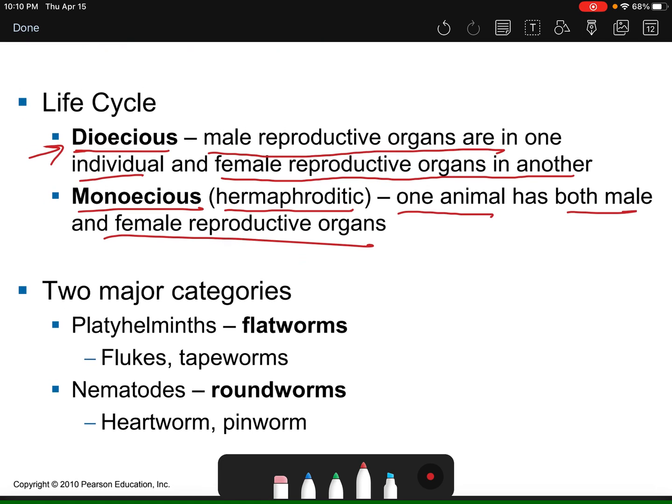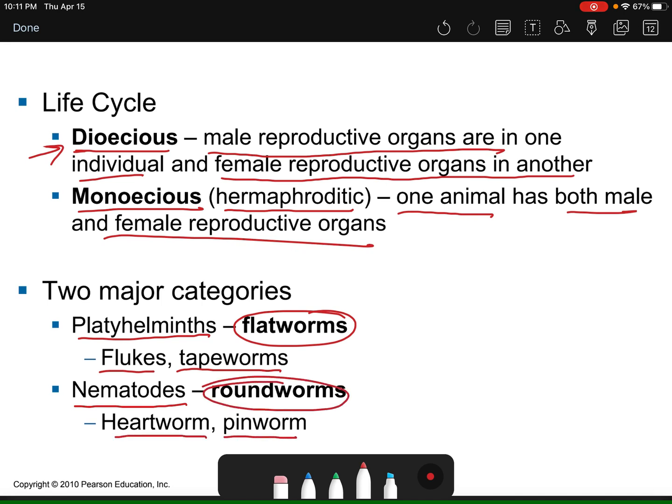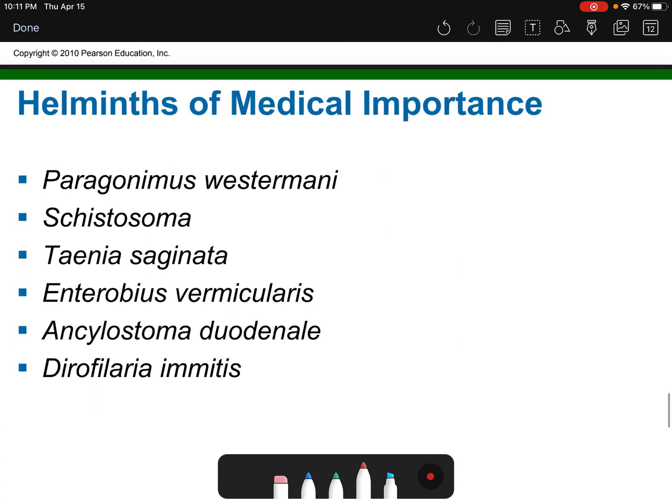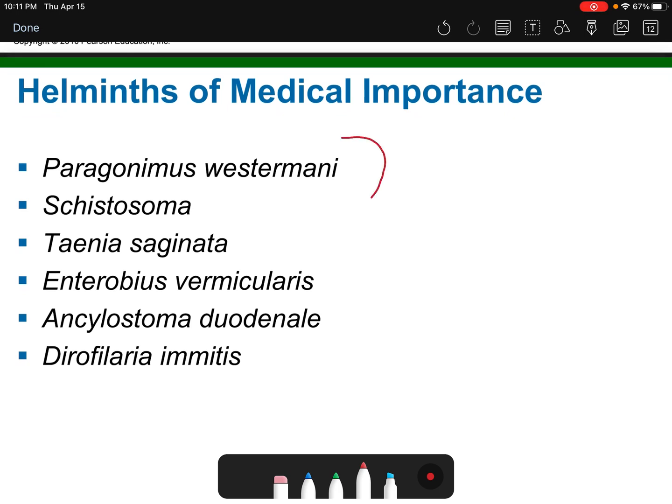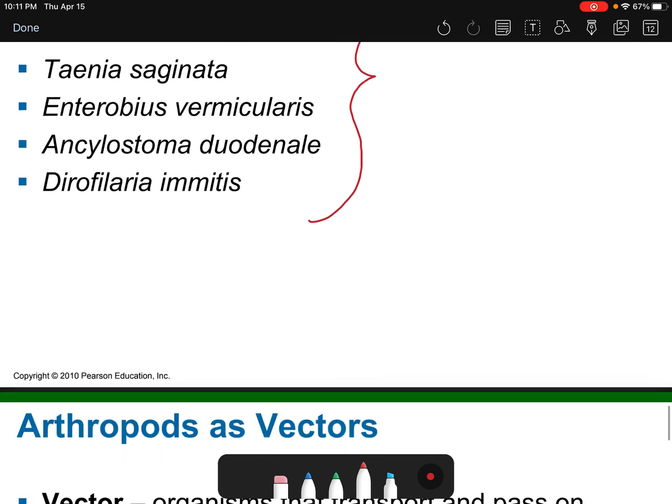There's two major categories, what we call the platyhelminthes, and these are the flatworms. So things like the flukes and tapeworms are found in this category. I wonder if leeches would probably be found in that category too. I'll have to look that up. Nematodes are the roundworms. This includes heartworm and pinworm, some of those things you might have to treat your pets for, your dogs for, to make sure they don't get that. And so these are some of the different helminths of medical importance as well that you're going to have a chance to research.